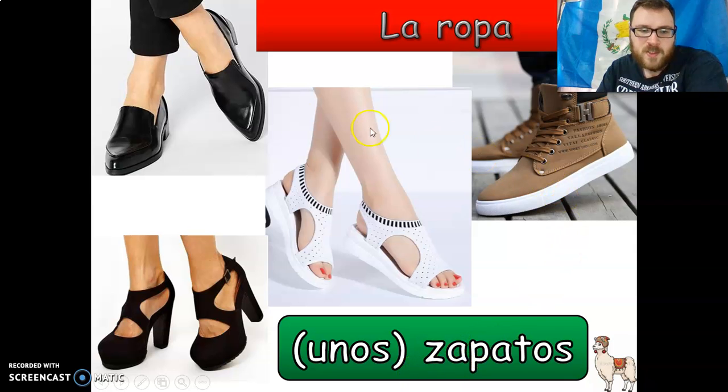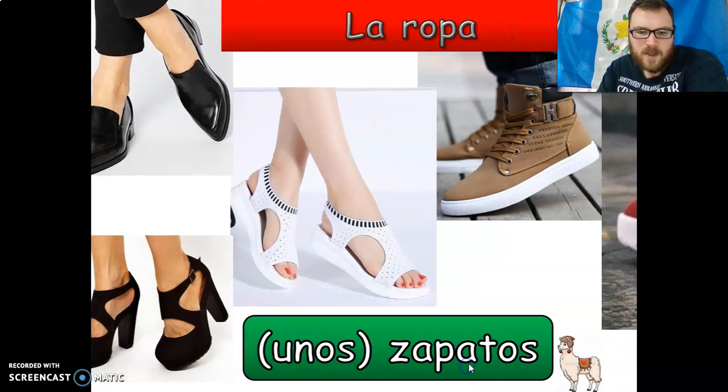All right, and then shoes. This is more the broad term for every kind of shoe: zapatos. In the book, they have a picture of high heels kind of things, but for me zapatos are just every kind of shoe, the umbrella term for shoes.